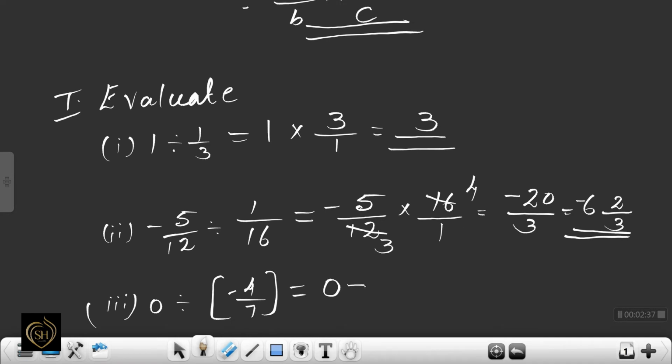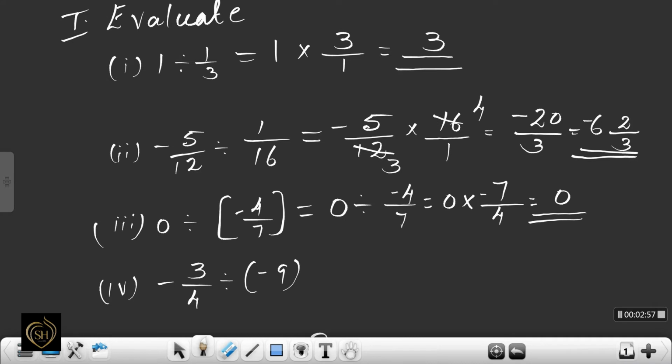0 divided by negative 4 by 7 is equal to 0 multiplied by the reciprocal of the fraction. So that is equal to 0. If 0 is multiplied by any number, we will get the product as 0 itself. So our answer is equal to 0.